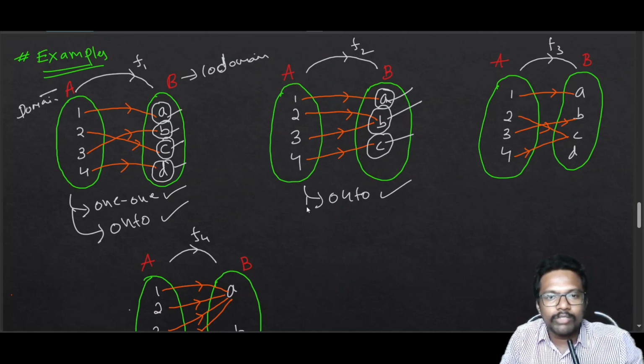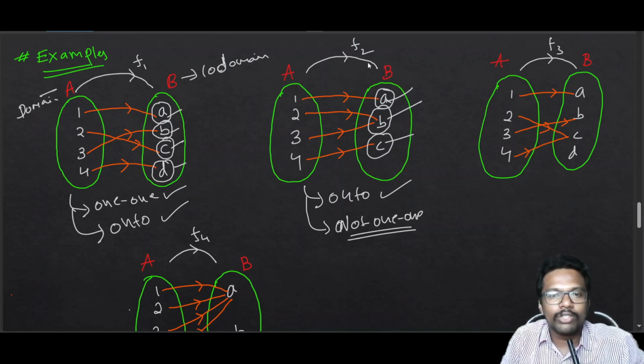So this is onto, but when you check for 1-1, it fails, because 1-1 means we have to focus on the domain here. 2 has the image B and 3 also has the image B. So there is no unique image. 1-1 means we have to check for a unique image, but 2 and 3 both have B as image. So it is not unique. So this f2 is not a 1-1 function, but it is an onto function.